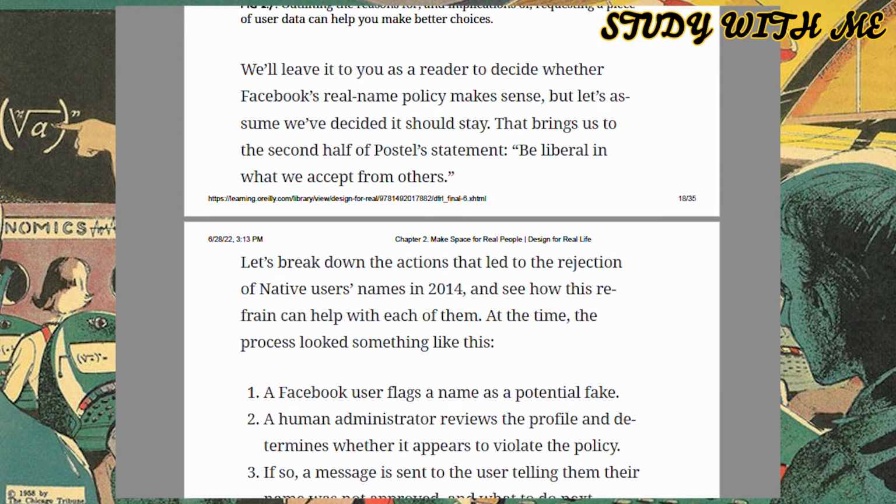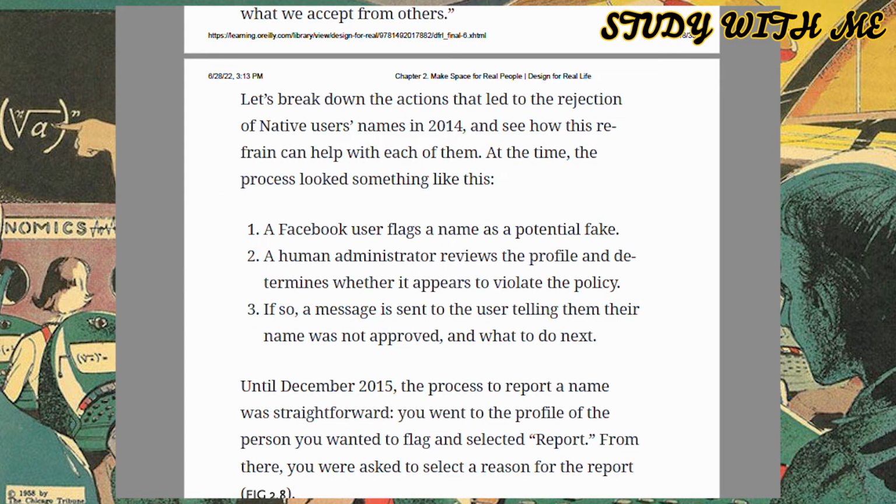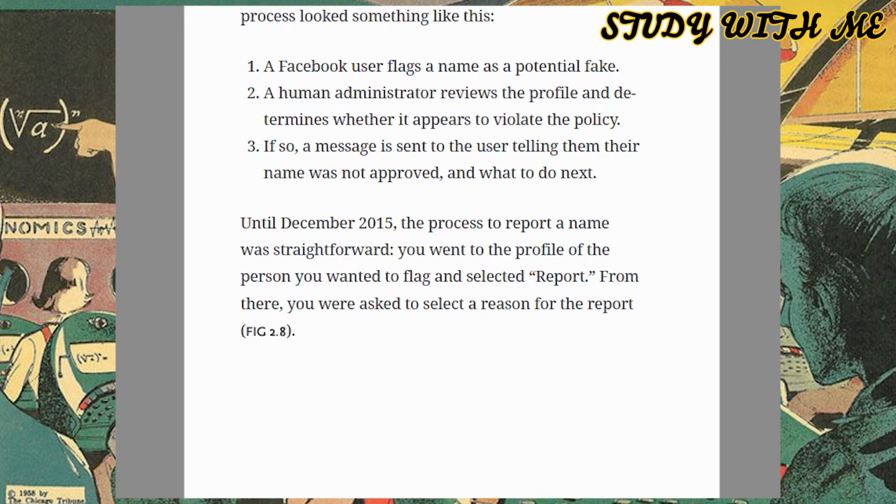At the time, the process looked something like this. One, a Facebook user flags a name as a potential fake. Two, a human administrator reviews the profile and determines whether it appears to violate the policy. Three, if so, a message is sent to the user telling them their name was not approved and what to do next. Until December 2015, the process to report a name was straightforward. You went to the profile of the person you wanted to flag and selected Report. From there, you were asked to select a reason for the report.